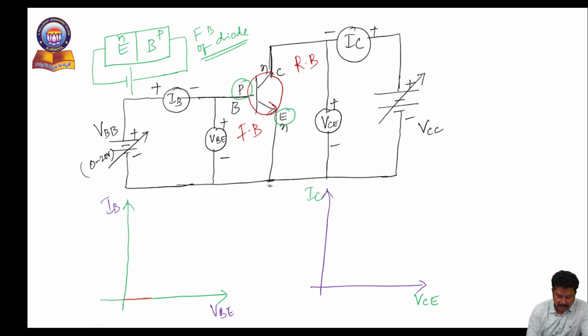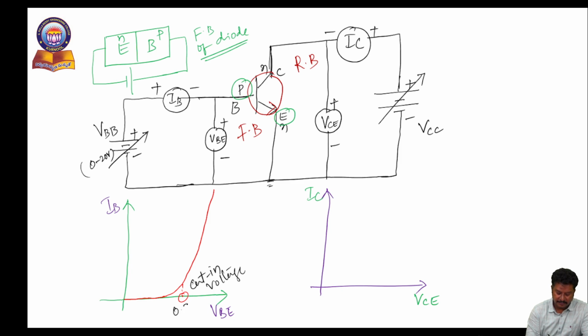So initially there is no variation in current, and after that we can experience the variation of current like this. The point where the current is increasing suddenly, as you go on increasing the input supply VBB, the input voltage is increasing, obviously current is increasing. The point where the current is increasing drastically, that point we are calling the cut-in voltage.